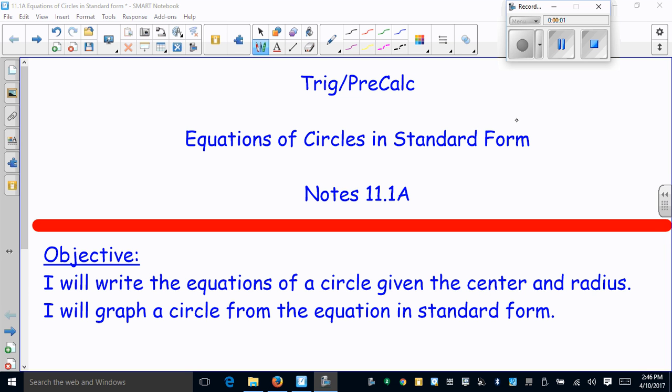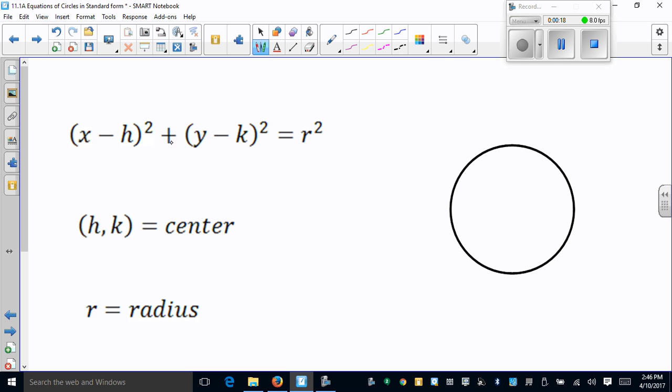The equations of a circle given the center and radius, and then graph a circle from the equation in standard form. So equation of a circle, this is your generic look. The (h, k) is the center, x minus h. h is your x value, y minus k, the k is your y value, equals r squared, where r is your radius.